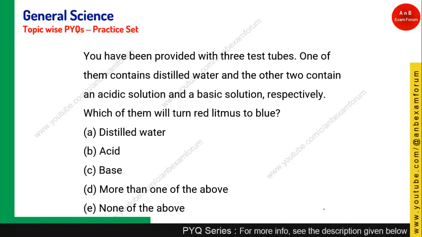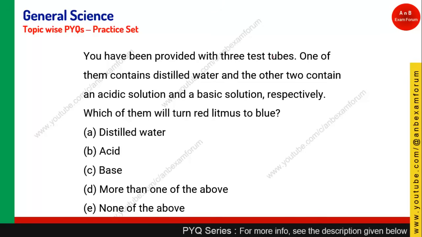This is a very good question. For general science, such types of questions are generally asked in the exam. Like, you have been provided 3 test tubes. One contains distilled water, the other 2 contain an acidic solution and a basic solution respectively. Okay, so you have 3 test tubes. One has distilled water, the other has an acidic solution, the next one has a basic solution. Which one of them will turn red litmus blue?